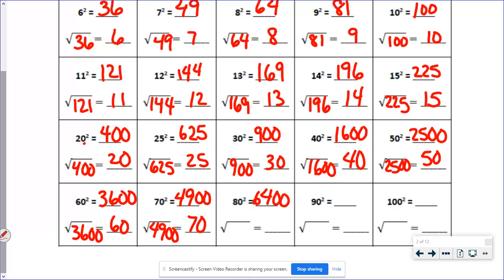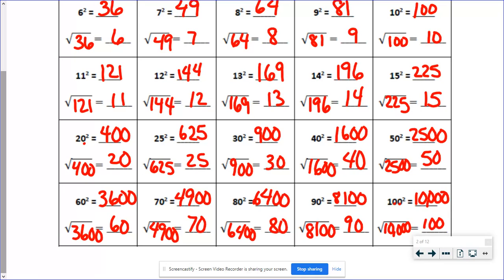6400. And 8100, or 8100. Now for 100 squared, 1 times 1 is going to be 1, and I've got 2 zeros already, and when I square it, that's going to double that, so I'll have 4 zeros, 10,000. So then the square root of 10,000 is going to be 100.